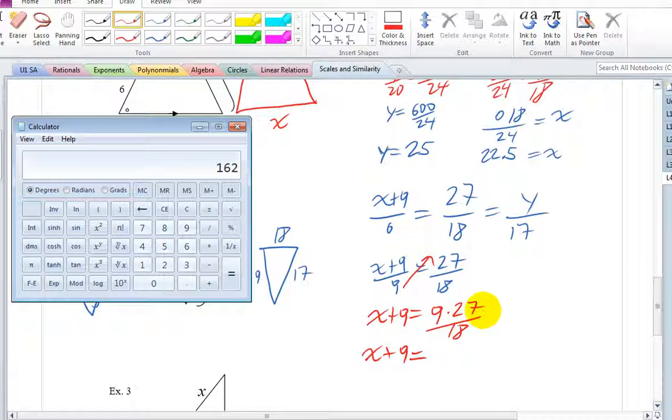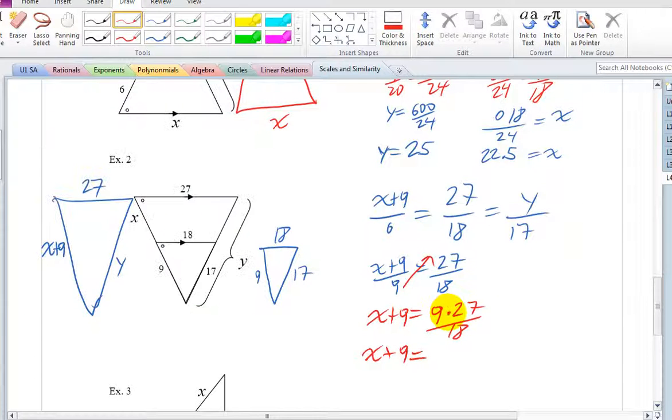X plus 9 equals 9 times 27. No, this is a 9. Oh, hold on, I screwed up. No, this is screwed up. Oh, something got erased, that's what it was. Yeah, there we go. Sorry, Brody.